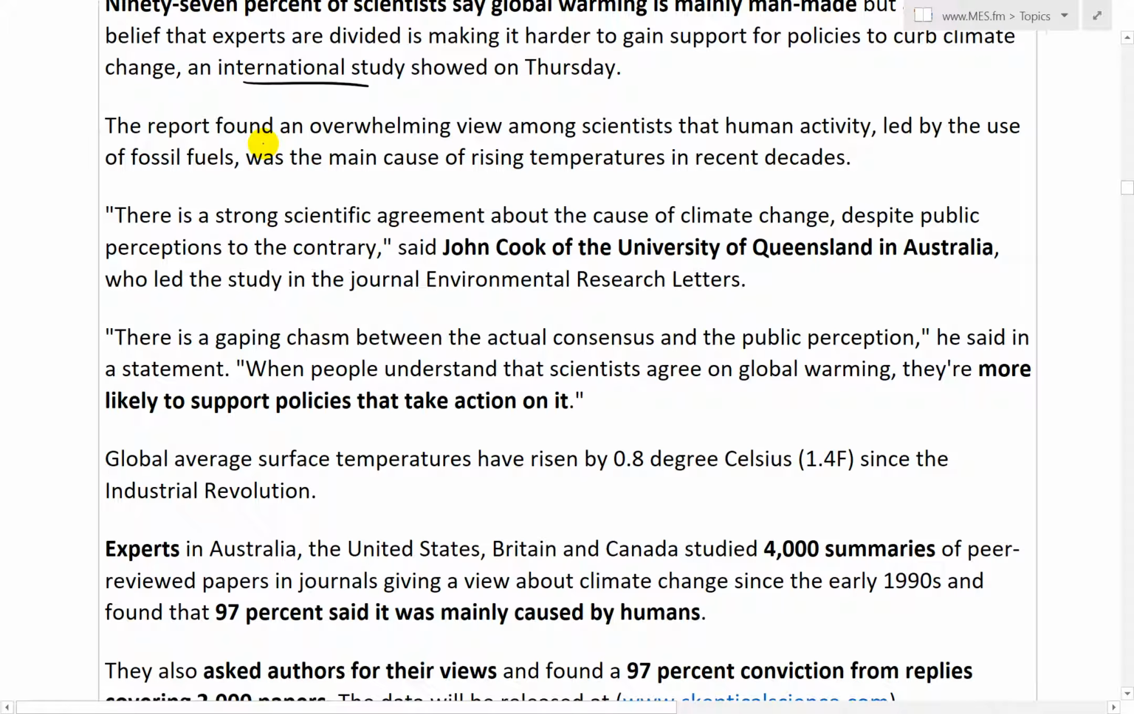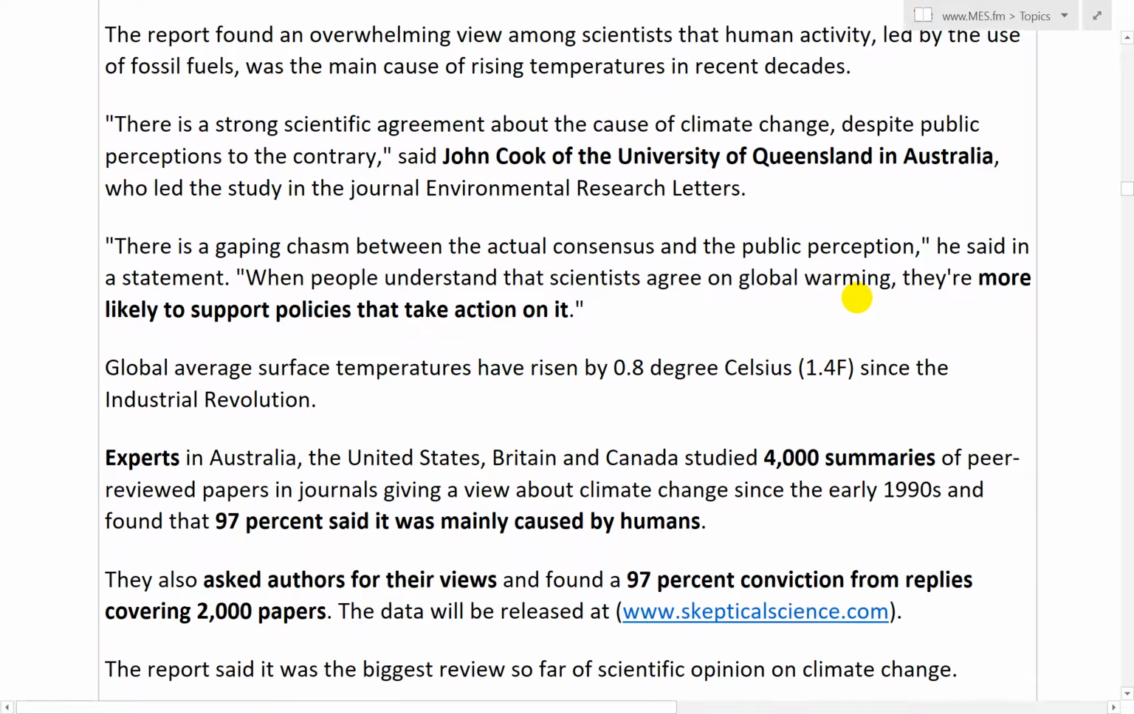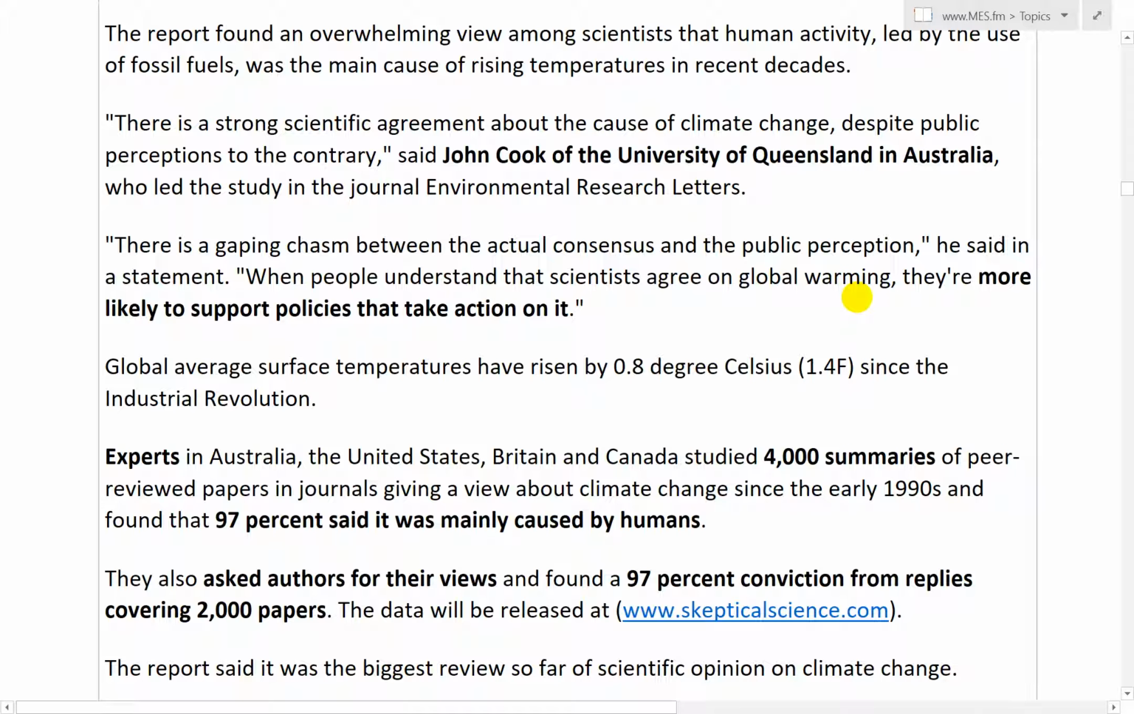The report found an overwhelming view among scientists that human activity, led by the use of fossil fuels, was the main cause of rising temperatures in recent decades. I'll go over that paper. This is the one they're mentioning, the Cook et al.